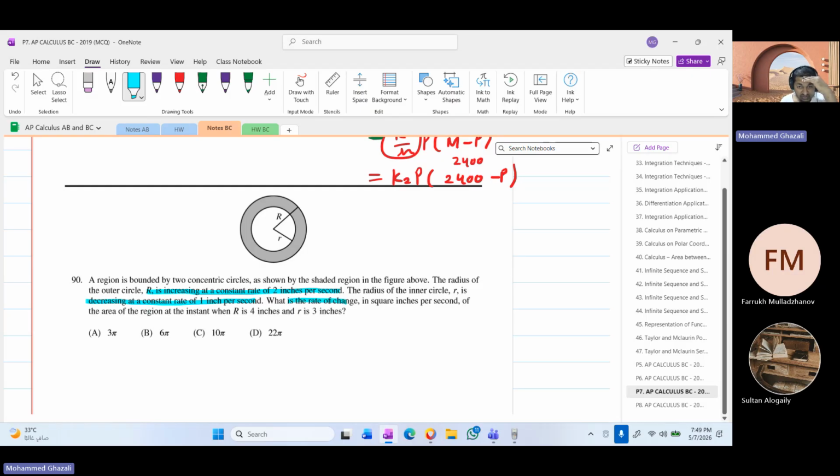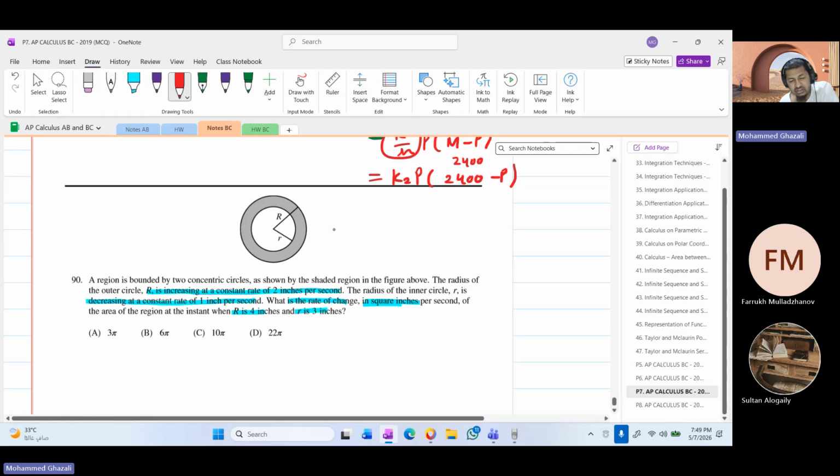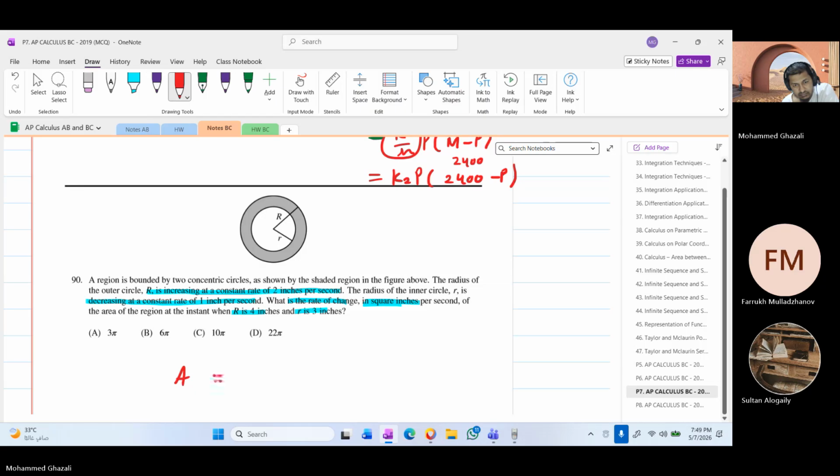So this question is on related rates. It can come out in AB as well. It's a basic question. What is the rate of change in square inches per second? So they're asking for the rate of change of the area of the region at the instant when R is 4 and r is 3 inches. This here is at the end. First, you need to find the area of the region. What's the area of the shaded region? Pi capital R squared minus pi small r squared.